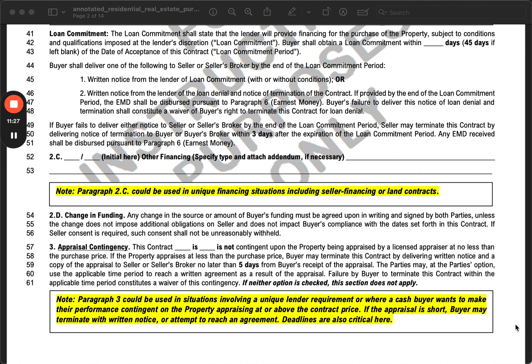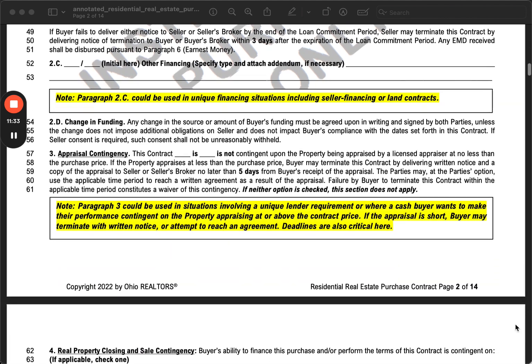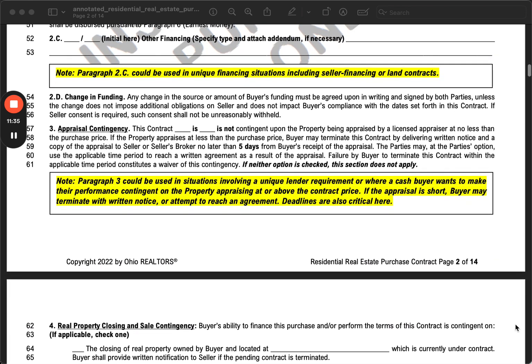Any EMD received shall be dispersed pursuant to paragraph 6, earnest money. Line 52, number 2C, initial here if other financing, and specify the attached addendum if necessary. Note, paragraph 2C could be used in unique financing situations, including seller financing or land contracts.